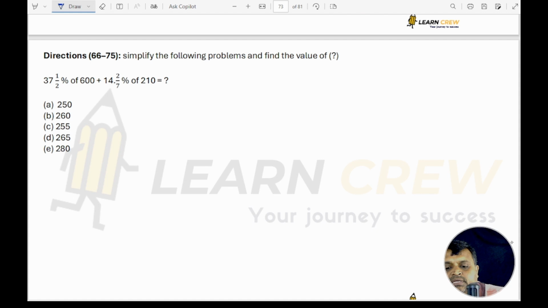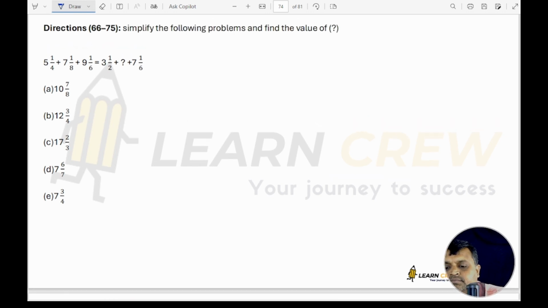Now next one. 37.5% of 600. 1 by 8 of 600 is 75. So 3 parts is 225. 14 2 by 7 percentage means 1 by 7th. 1 by 7th of 210 is 30. So 225 plus 30 is 255.